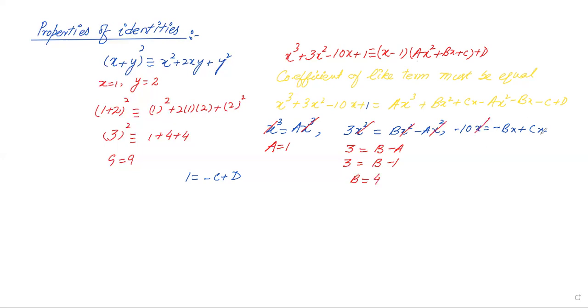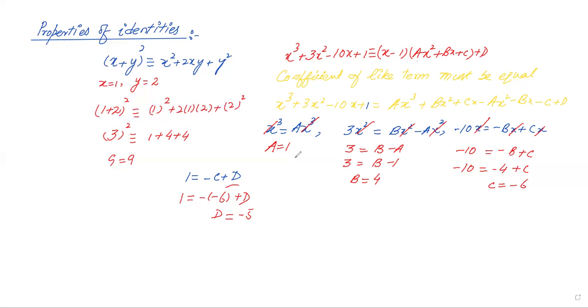x is cancelled by this one. I will get minus 10 is equal to minus b plus c. Put the value of b over here. That becomes minus 4 plus c. So the answer of c is minus 6. And the last value you have to put over here: 1 is equal to minus 6 plus d, and d is equal to minus 5, if I'm not wrong.